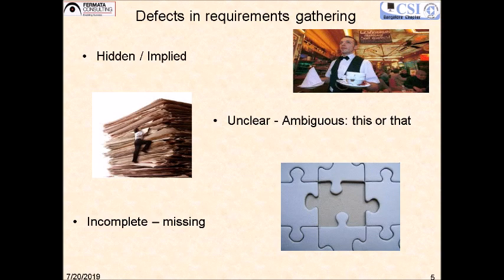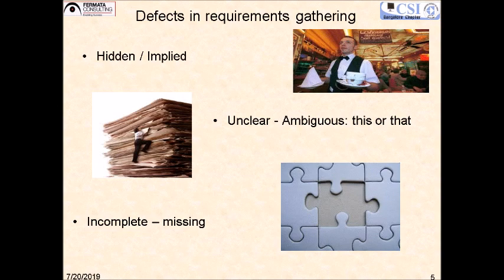So when something is not clear, what should be done? We should ask questions to make it clear. And after it is clear, we should also document it like your implicit requirements. So the only way to avoid the defects related to clarity is to ask questions and document them.